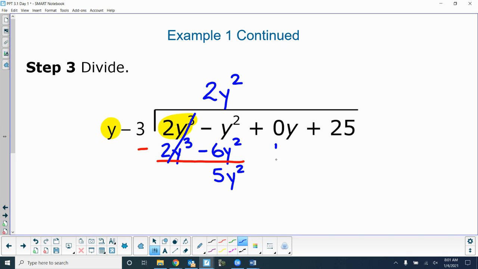Then you bring down the plus 0y. And then we start over. I take this divided by y. What's 5y squared divided by y?